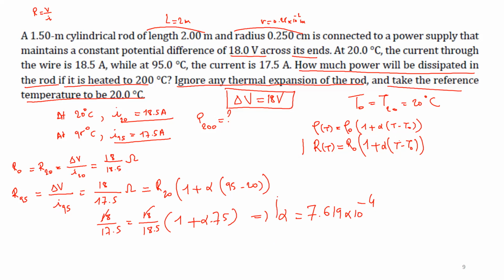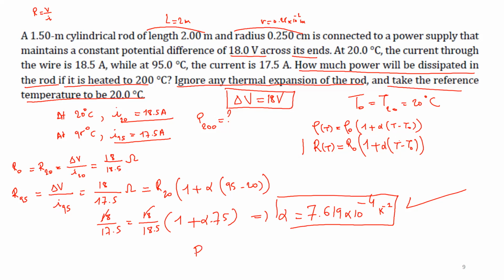Of course, the unit of alpha is degrees Celsius to the minus 1, or over degrees Celsius, let's say. Okay, now I get my alpha. Now let's go back to our problem. The problem is I want to find P at 200. What's the power dissipated at 200 degrees Celsius?